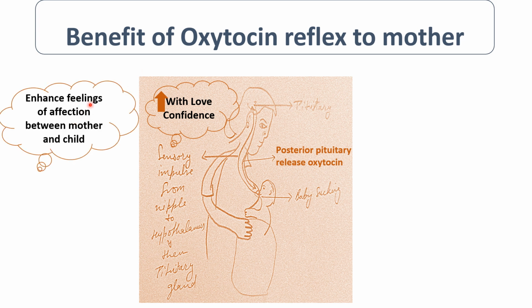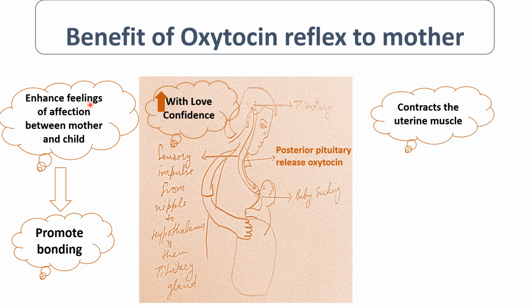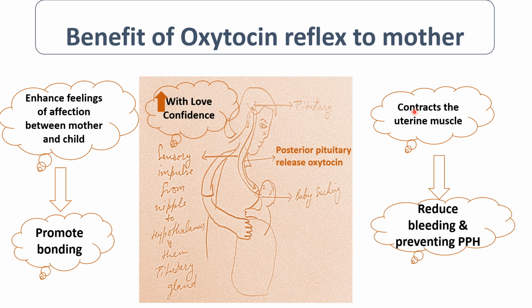Oxytocin enhances the feeling of affection between the mother and the child. So it promotes the bonding between the mother and the baby. Mother also feels relaxed with this reflex, and by this reflex uterine muscles contract immediately after delivery. So chances of bleeding and PPH also reduce with the help of this reflex.